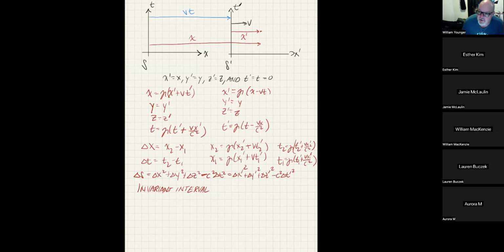And it's something that's invariant, which means no matter what interval or what coordinate system you're in, this quantity is always going to be the same. Whether you're in a coordinate system that's moving at 7/8 the speed of light, doesn't matter.